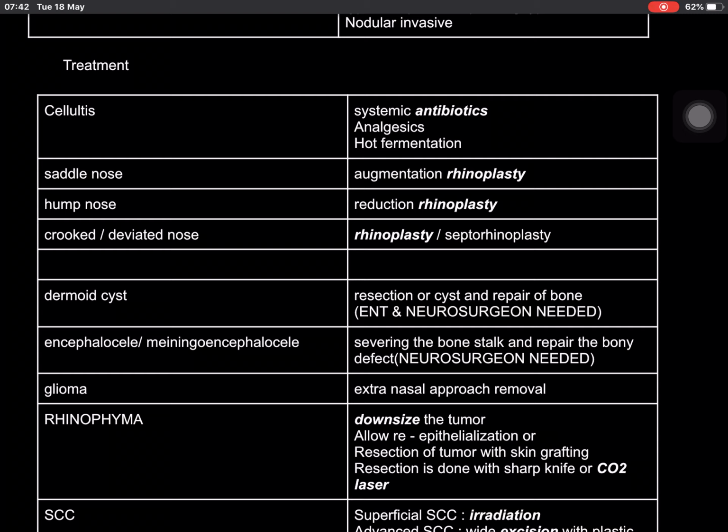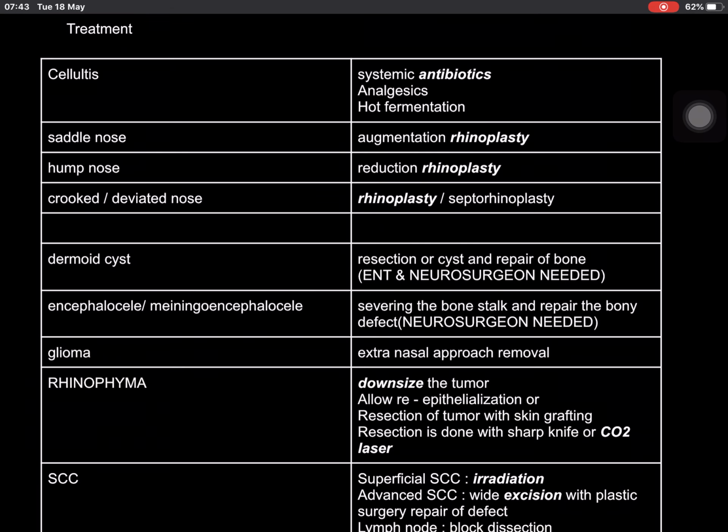Saddle nose is a depressed nose, so we augment the nose, making it look bigger, especially at the site of depression, so it's called an augmentation rhinoplasty. And a hump nose is called a reduction rhinoplasty, because it's big, we reduce it. Crooked or deviated nose is treated with septorhinoplasty or a rhinoplasty.